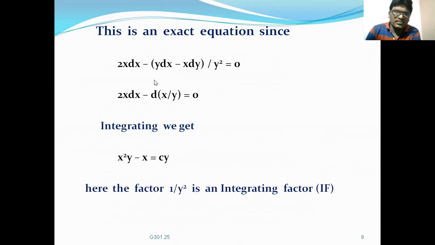So if the given differential equation is multiplied on both sides by 1 by y square, the equation is transformed into an exact differential equation, and then it is easy to solve. Here 1 by y square is the multiplication factor of the differential equation. It is easy to make the equation an exact equation. That's why we are defining this as the integrating factor.